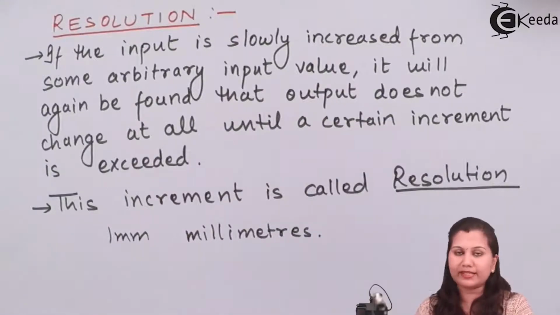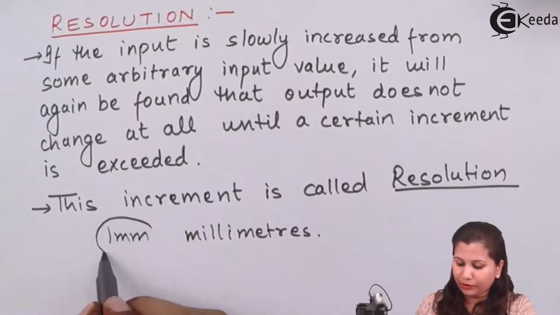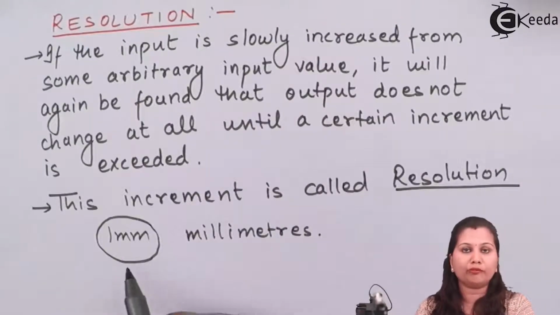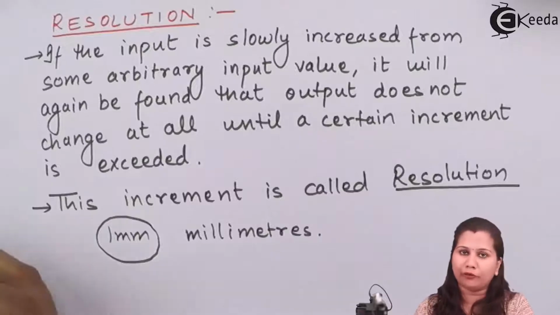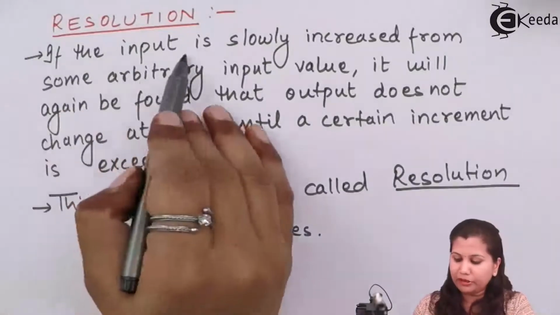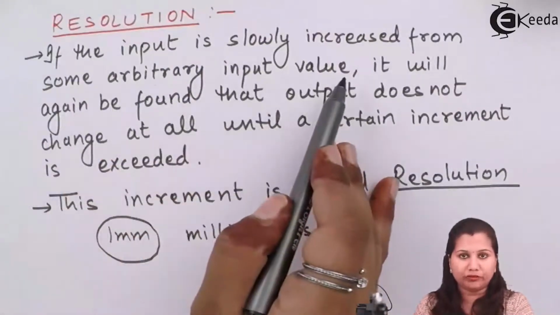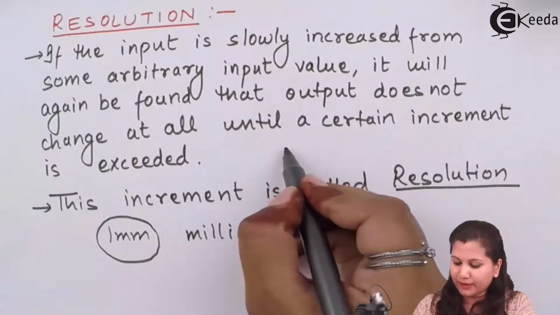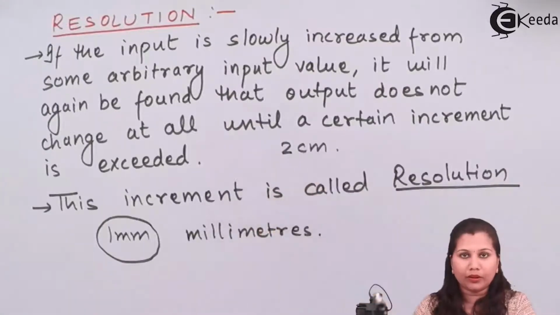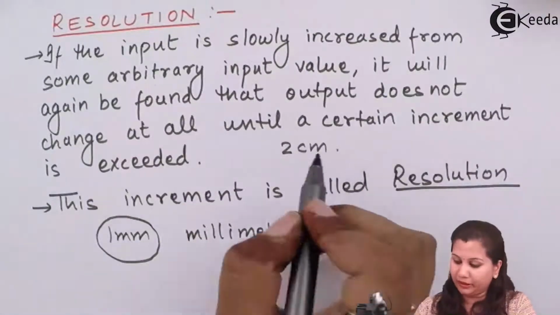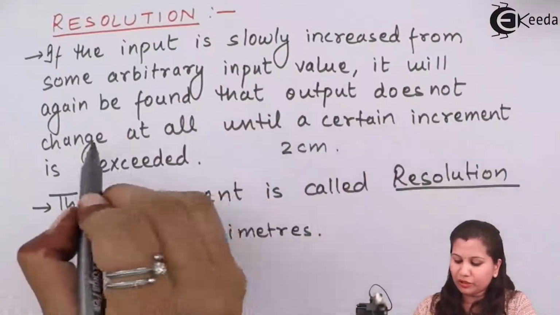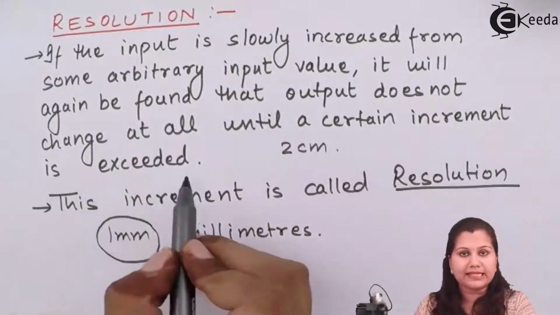If we are saying that the resolution of this instrument is 1 mm, it means that only if the input is changed by 1 mm is the instrument going to give some output. So this is the smallest increment in the input for which there is some change in the output. Here I have written that if the input is slowly increased from some arbitrary input value, suppose its value is 2 cm, it will be found that the output does not change at all until a certain increment is exceeded.